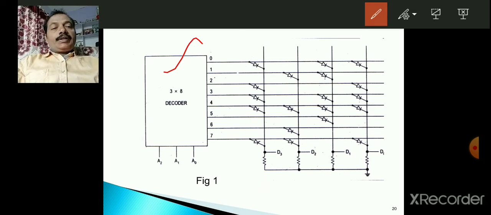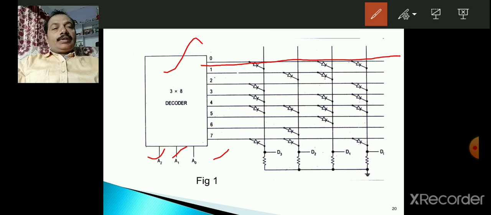So the decoder receives the control signals, that is address signals A0, A1, A2 from the CPU. So the CPU sends A0, A1, A2 address to the decoder. Based upon the address status, one of the outputs is activated. So once one of the outputs is activated, for example, let us take this line is activated, all other lines are deactivated. That means all other diodes are reverse biased.